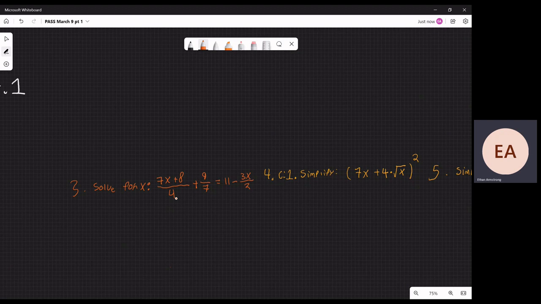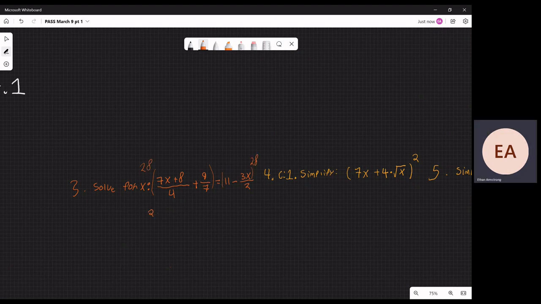So a common denominator between all these, we have 4, 7, 11 over 1, and 2. So 4 times 7 is 28. You could times that by 2, but that's not necessary because 28 is already divisible by 2. So what we can do is multiply each of these terms by 28.